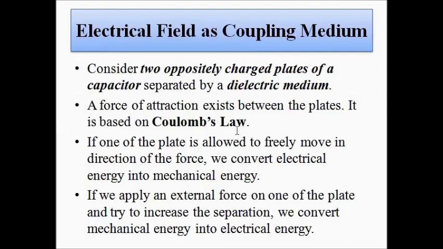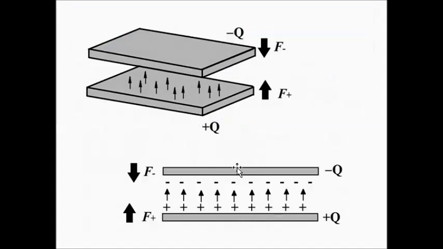We know that as per Coulomb's law, a force of attraction will exist between these two oppositely charged plates. As per Coulomb's law, when two objects which have opposite charge are placed close to each other or with some distance between them, there will naturally be a force of attraction between them. Like charges repel each other, opposite charges attract each other.